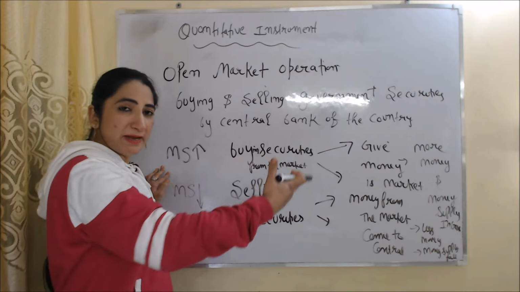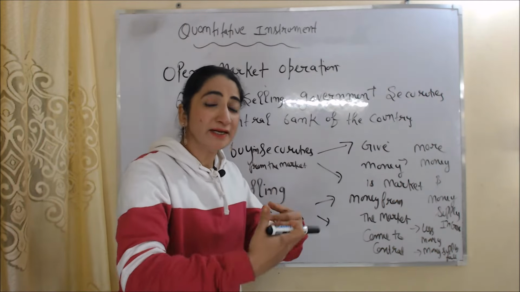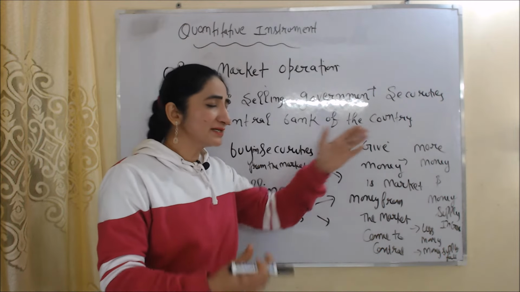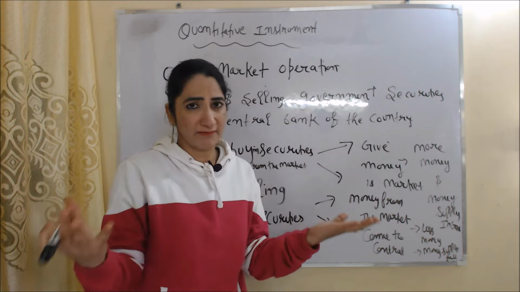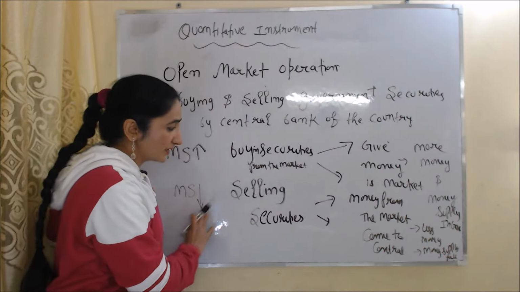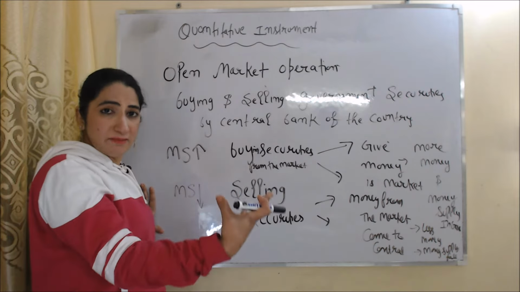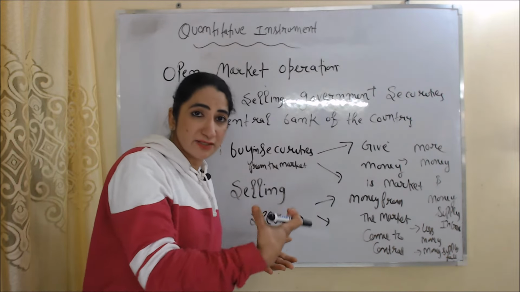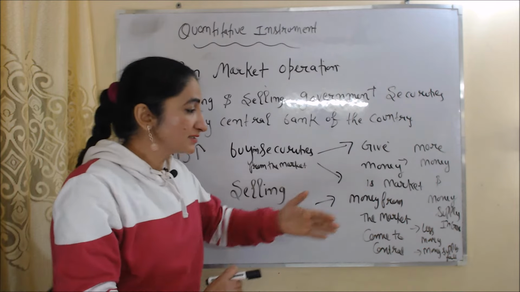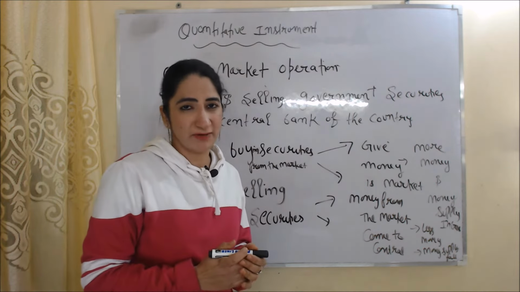When central bank buys securities from the market, in return it pays money to the market, means in return giving money to market. As a result, market has more money and money supply will increase. On the other hand, if central bank wants to reduce money supply from the market, it starts selling securities in the market. When central bank sells securities in the market, money from the market is coming to central bank. As a result, market has less money, money supply will reduce.